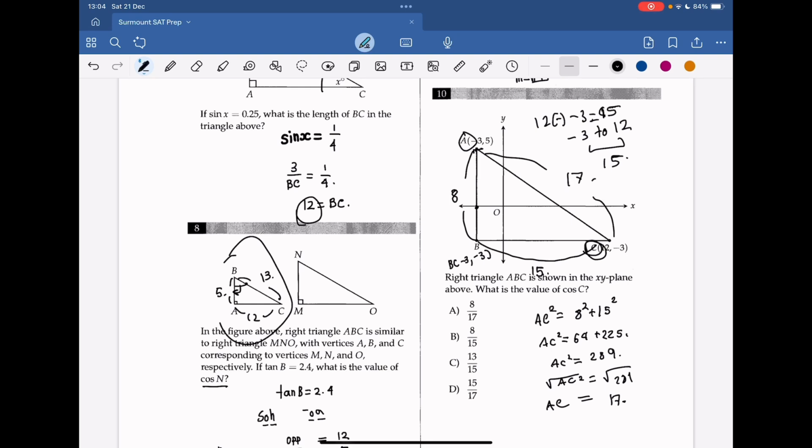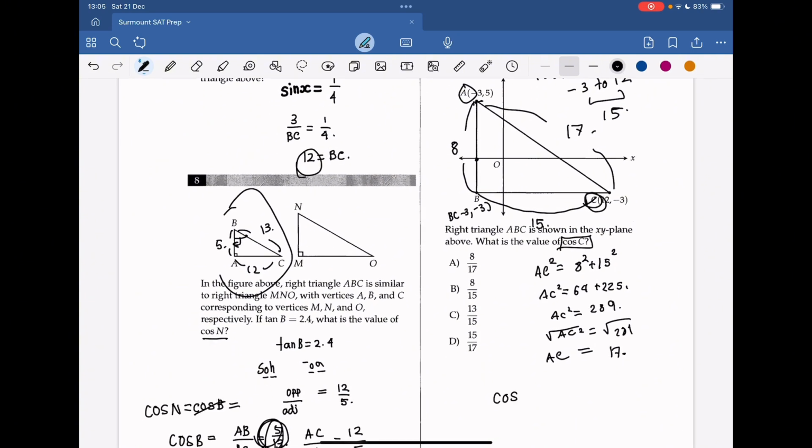Now we can go ahead and compute the value of cosine C. So cosine C is again, SOH CAH TOA, right? So it is adjacent over hypotenuse. In terms of the angle C here, the adjacent side is BC. So it's BC over AC, which is the hypotenuse. So we get 15 over 17. So our answer is D.